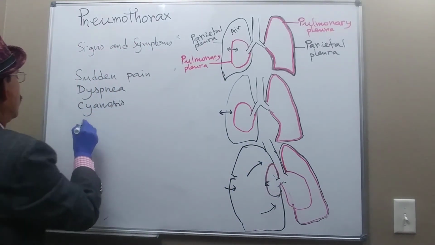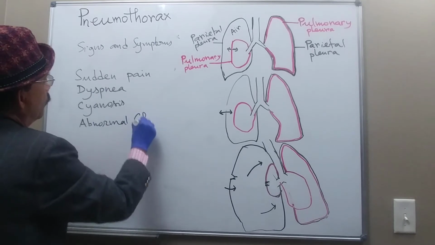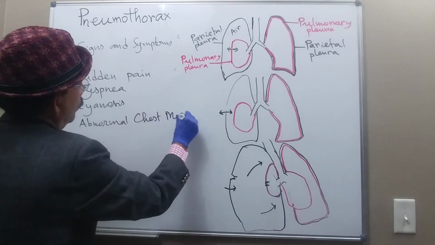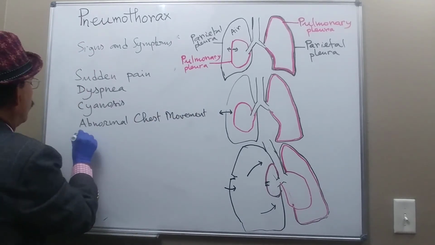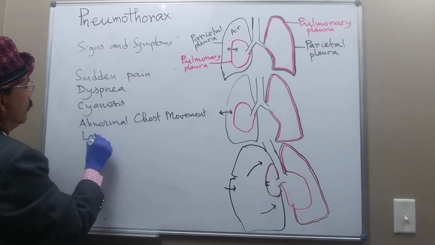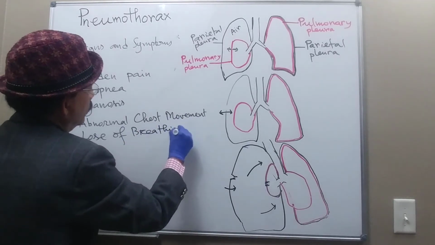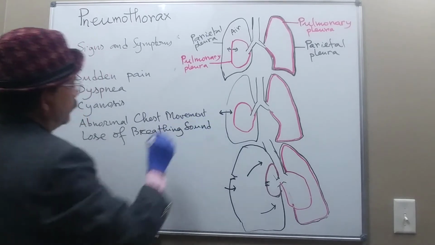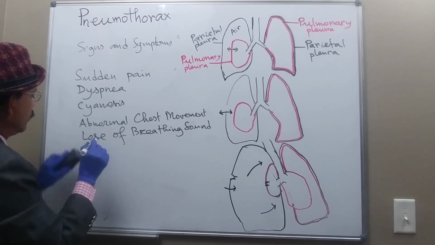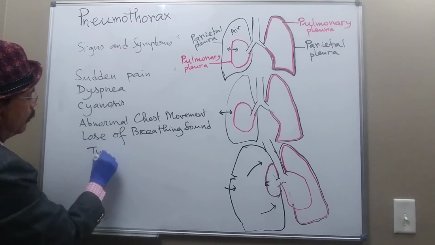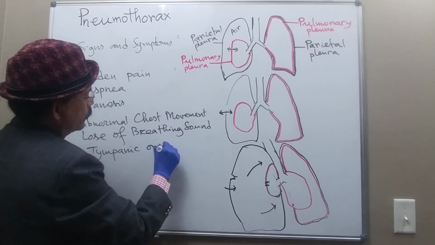Cyanosis and abnormal chest movement. We may also get loss of respiratory sound, loss of breathing sound, and on percussion we'll get a tympanic feeling because of the air inside it, tympanic on percussion.